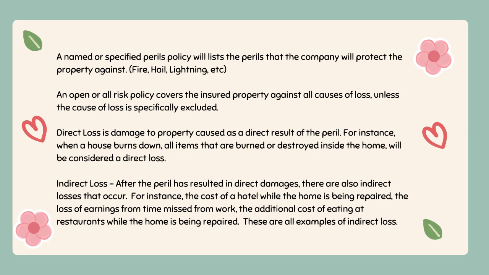Direct loss is damage to property caused as a direct result of the peril. For instance, when a house burns down, all items that are burned or destroyed inside the home will be considered a direct loss. Indirect loss. After the peril has resulted in direct damages, there are also indirect losses that occur. For instance, the cost of a hotel while the home is being repaired, the loss of earnings from time missed from work, the additional cost of eating at restaurants while the home is being repaired. These are all examples of indirect loss.